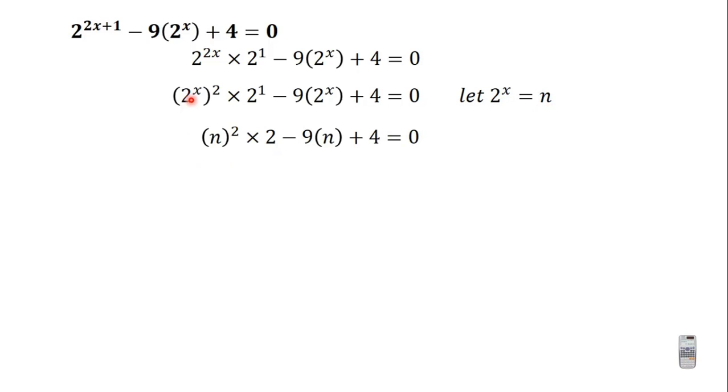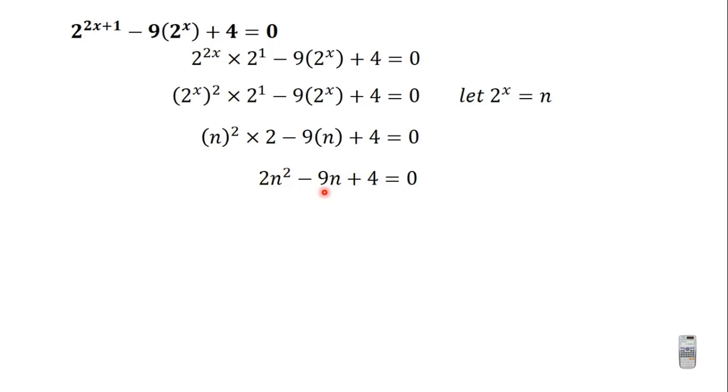Okay, so we have 2 exponent x here, so you replace that with n. So you have n exponent 2 times 2 exponent 1 is 2, minus 9 into bracket, you have 2 exponent x here, we are replacing it with n. So 9 into bracket n, plus 4 is equal to 0. This will give us n squared times 2, which we learned from algebra is written as 2n squared, minus 9 times n will give us 9n, plus 4 is equal to 0.